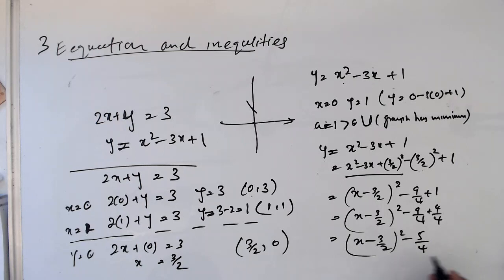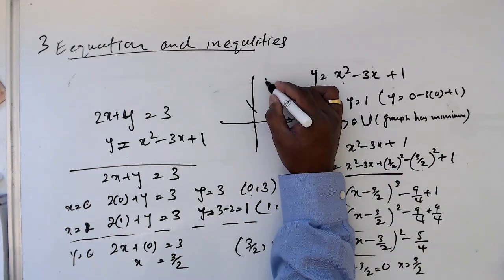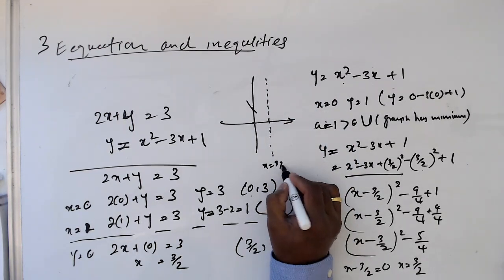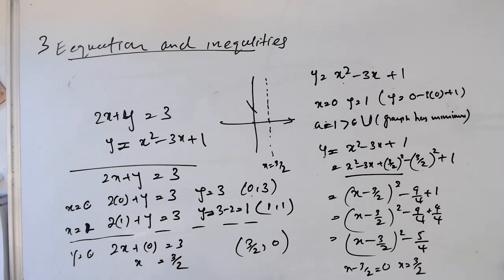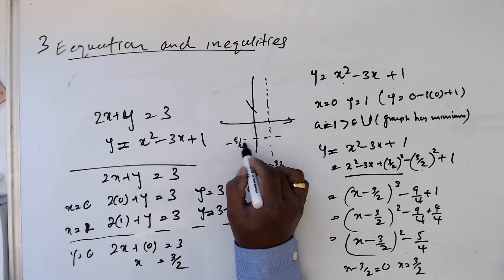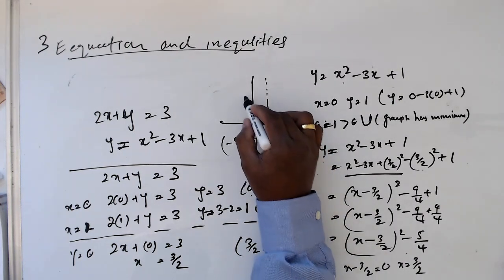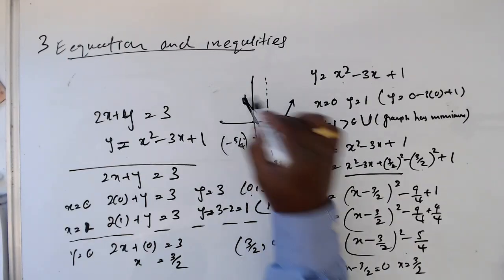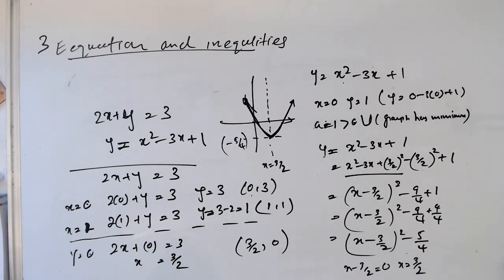Now I know when x minus 3 over 2 equals 0, x equals 3 over 2. So x equals 3 over 2 is the line of symmetry, and the minimum point has a y value of minus 5 over 4. So basically this kind of graph, this is the sketch. It's not a proper drawing, but this is the sketch.